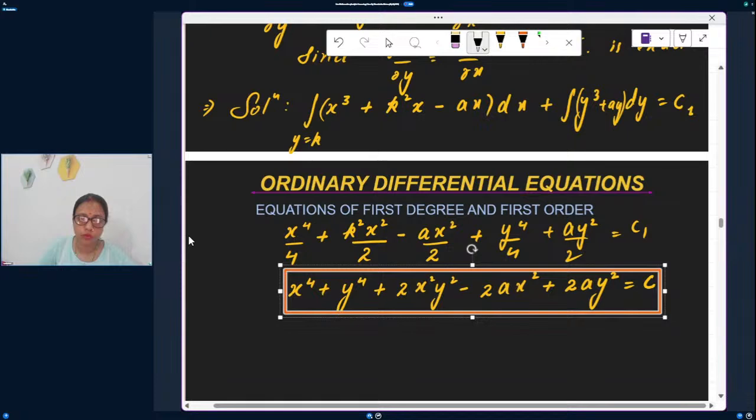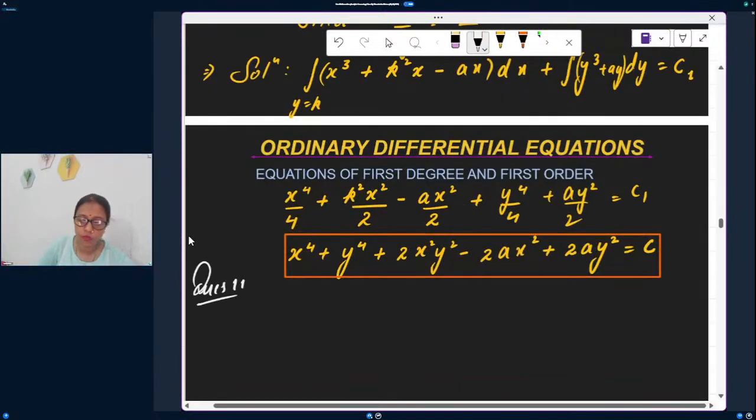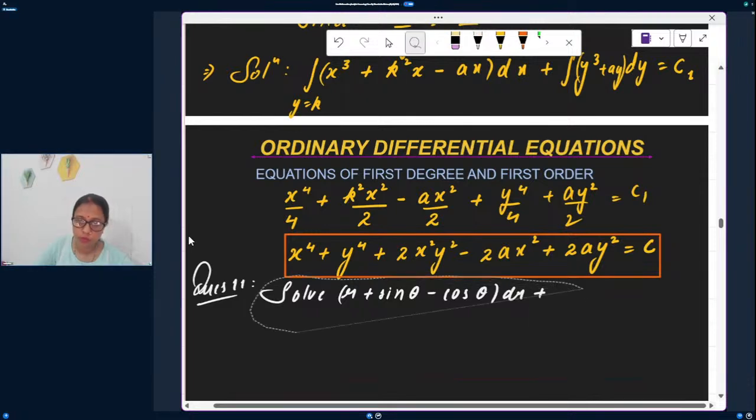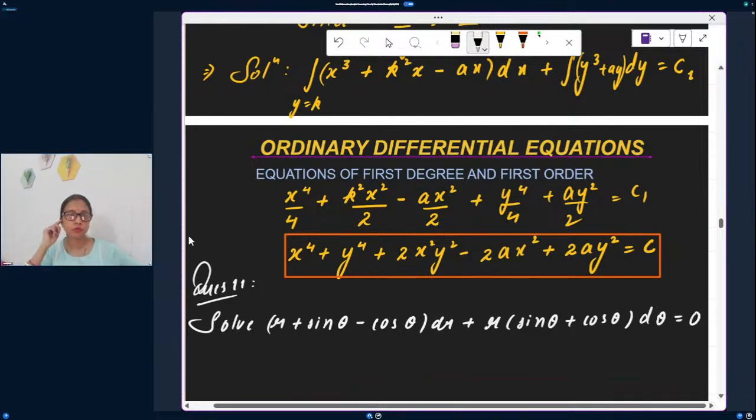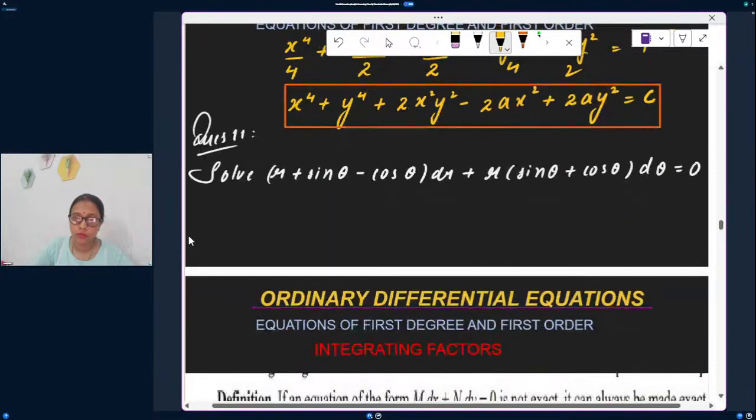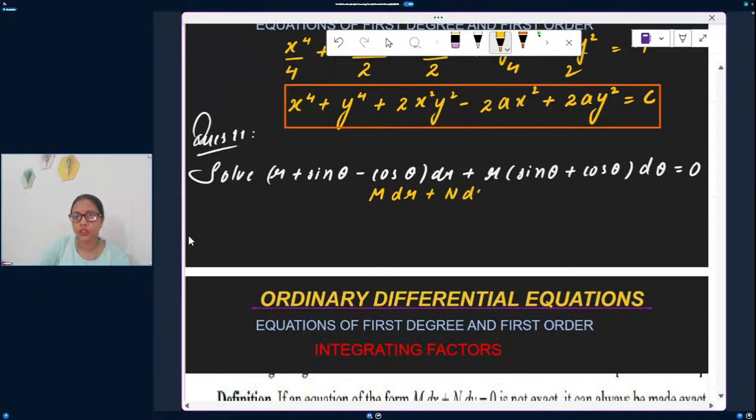Solve a question, question number 11. Solve (r plus sine theta minus cos theta) dr plus r (sine theta plus cos theta) d theta equals 0. It is in terms of r and theta, but the theory is the same. So you can take this as M dr plus N d theta equals 0. So find out del M by del theta and del N by del r.